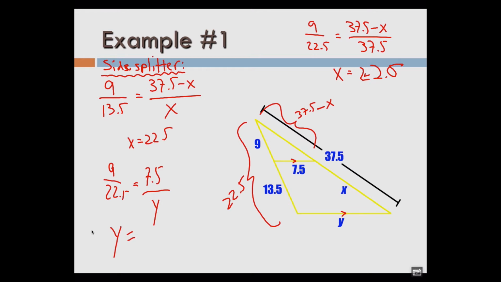Question? Yes, so could you not do 9 over 13.5 is equal to 7.5 over y? Nope. You will get an incorrect answer because those sides aren't split. Therefore, you can't use side splitter. But aren't they still? But who knows?